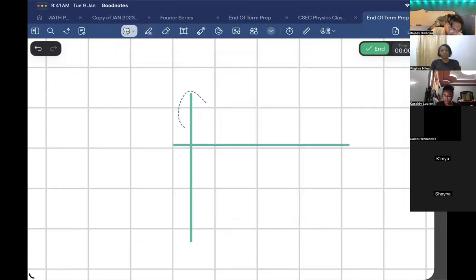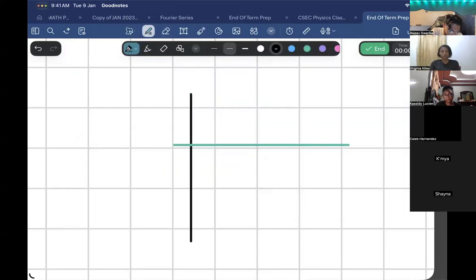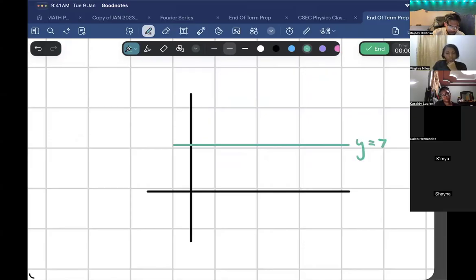People that understand integration already, check this out. They might be mind blown. Let me just say we had a function here, and this isn't even a function. Let's just say y is equal to 7. Let me just say that there's a horizontal line passing through 7 on the y-axis.